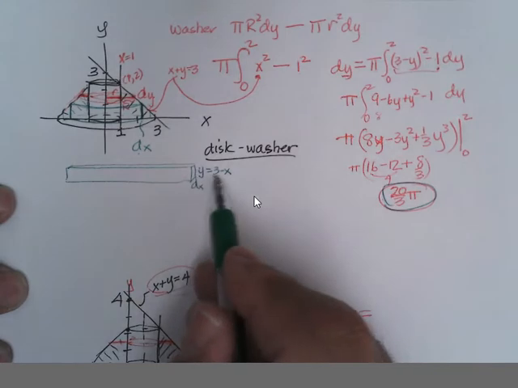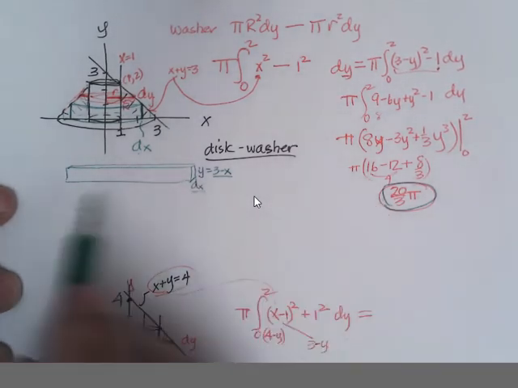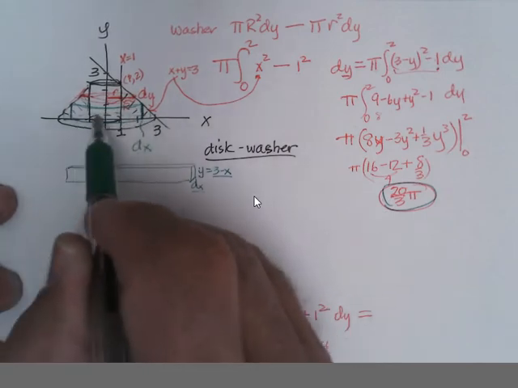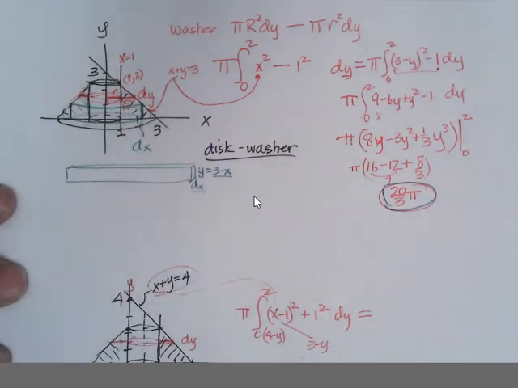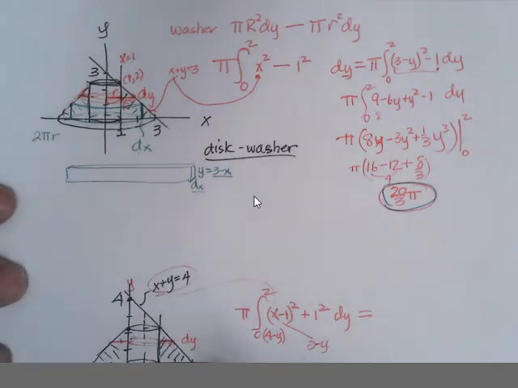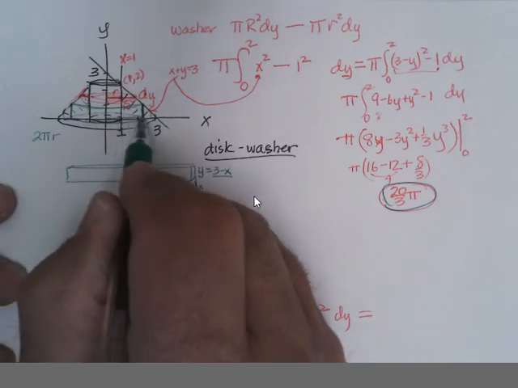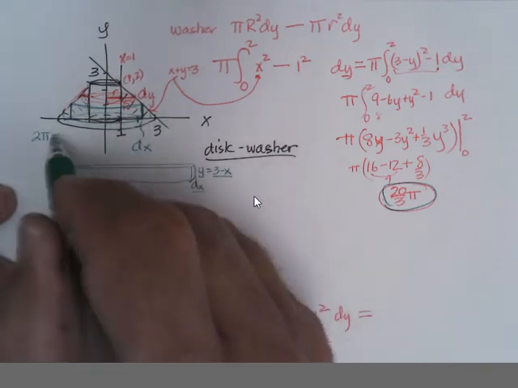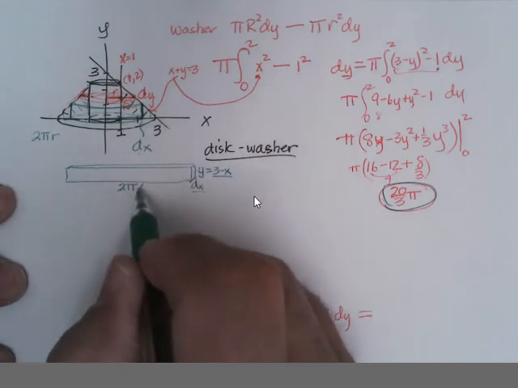So the height is 3 minus x, the thickness is dx, and the length of it is the distance around this circle. So what is the circumference of a circle? Well, it's 2 pi r. But r would be from the y-axis out to the pipe, and that's in the x direction, so that would be x. So the length here would be 2 pi x.